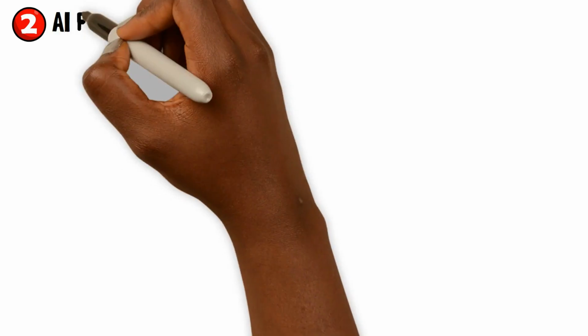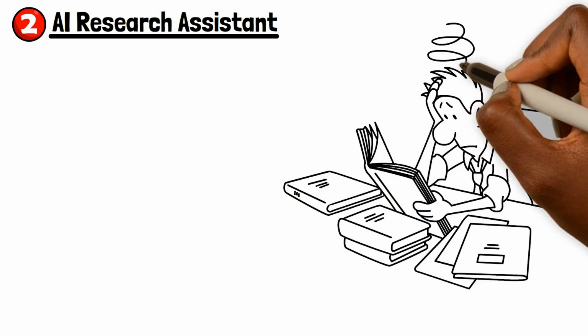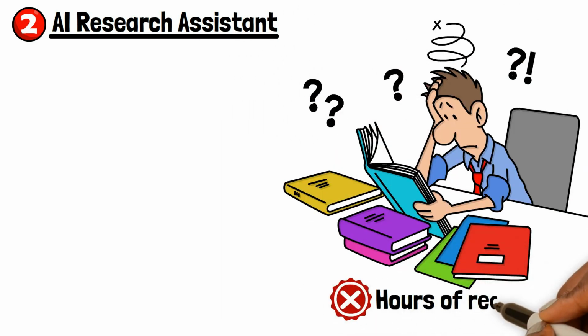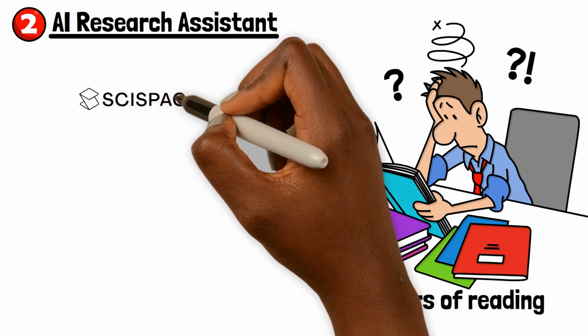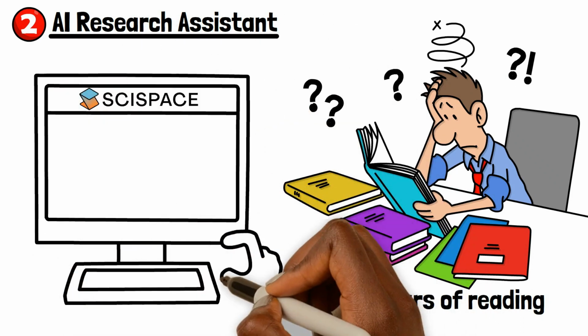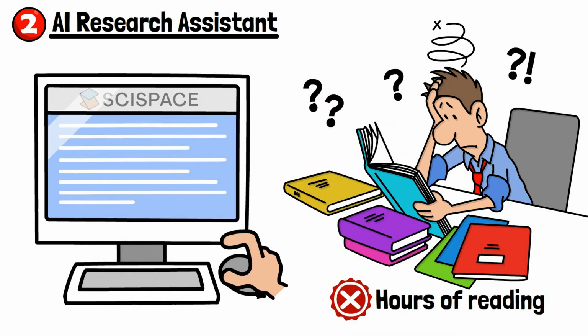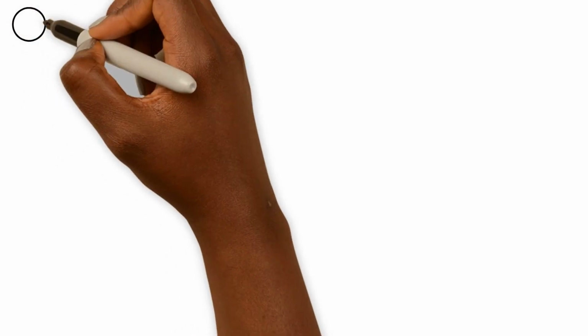The second way is with an AI research assistant. Say goodbye to hours of reading. SciSpace's AI assistant can digest complex text, math, and tables, providing you with simple explanations and instant answers to your follow-up questions. The final way is with seamless research workflow.